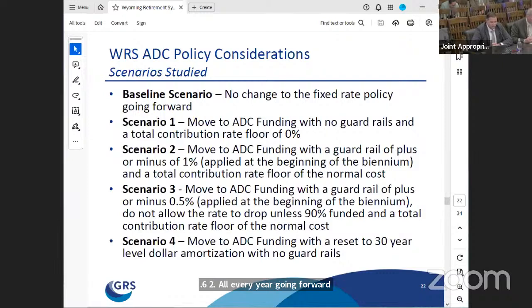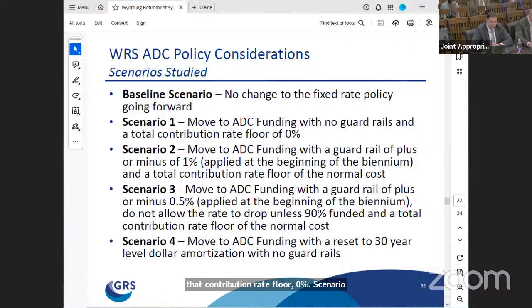Scenario 1 is moving to ADC, and this is the unfettered ADC, where that rate can change. Although we'll obviously never let it go below 0%. I don't think it would be appropriate for the plan to start paying the state. That would break some laws, I believe. So we do have that contribution rate floor of 0%.